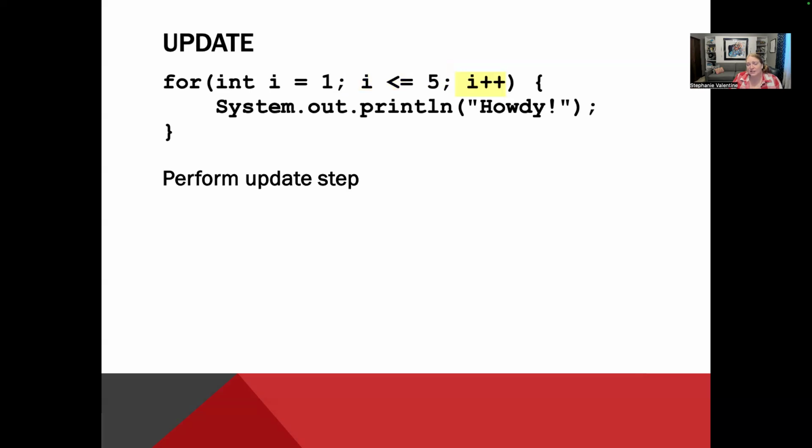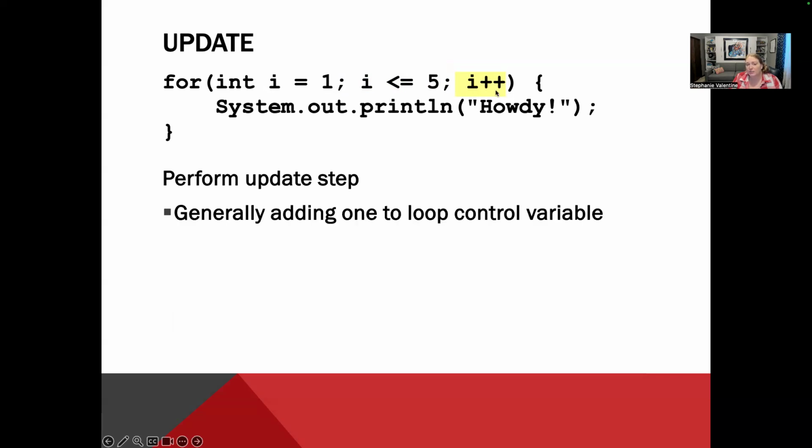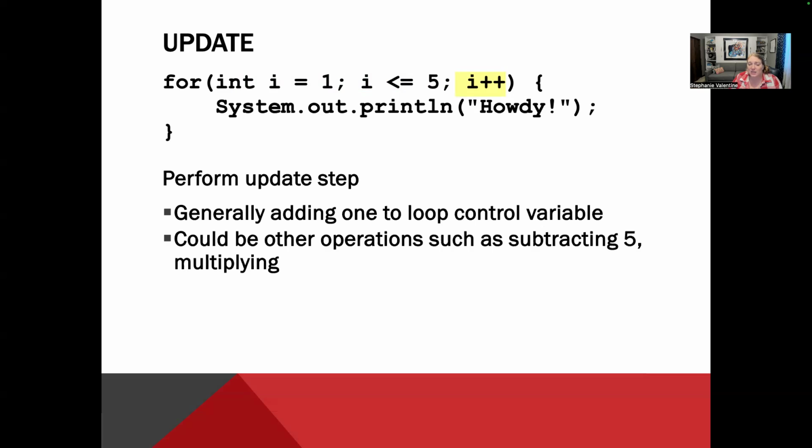And then finally, let's talk about the update. The update, all this means is we're going to make some modification to the variable we created. So this is our I here. We need to increment it. We're going to perform the update. Generally, this means adding 1, so we're able to use the shorthand I++. But you can do any update that you want to. You could subtract 5, you could multiply by 300, whatever it is that makes sense for you in updating that variable.